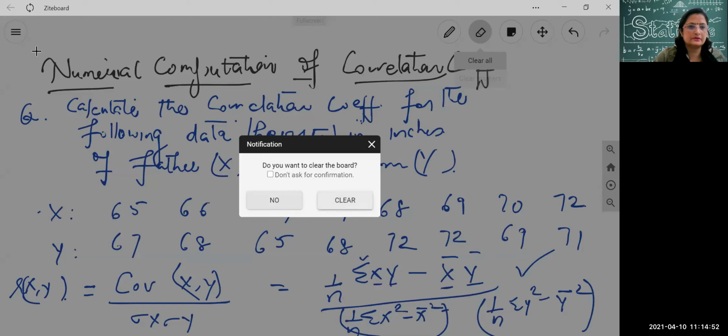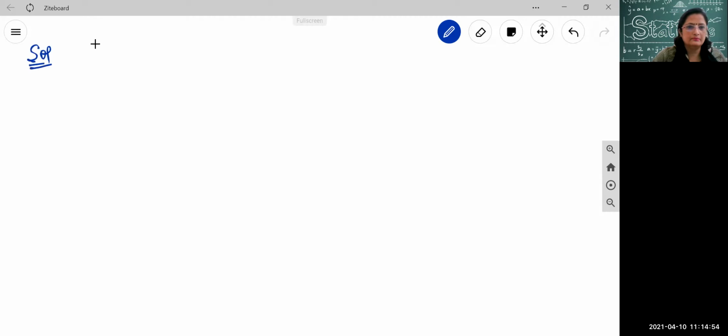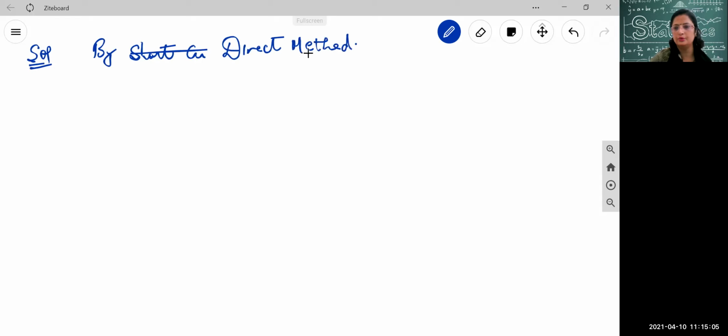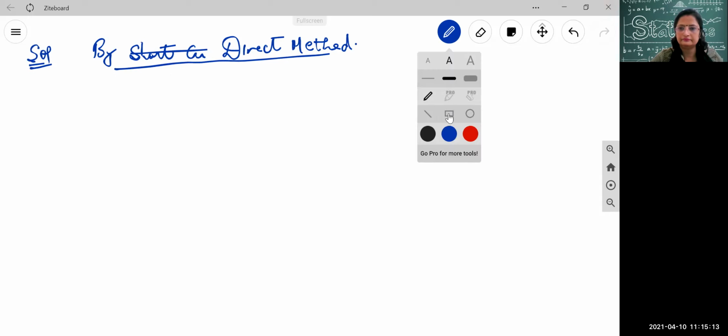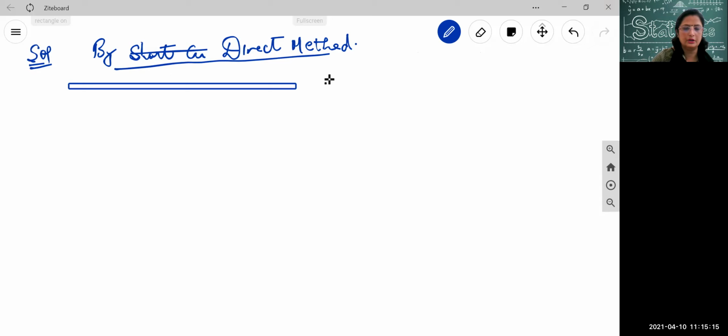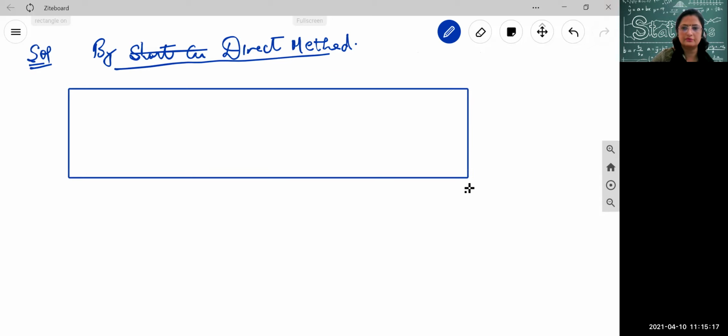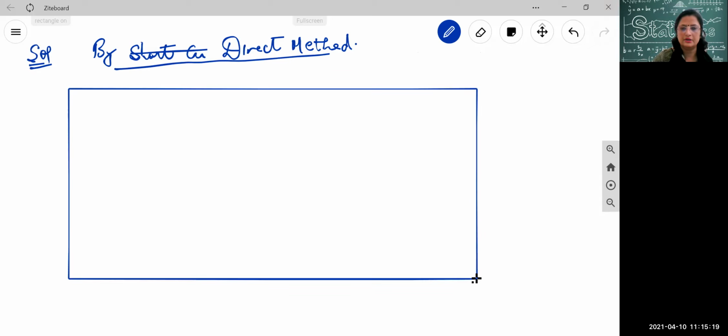So now I'm coming to the solution by the shortcut method. Sorry, by the direct method. In the direct method, you do not deviate the values of the variables, you do not reduce them. As they are given, according to that only we will find the answer. So first of all, you will make a table. You have to make a big table here to calculate all the values.